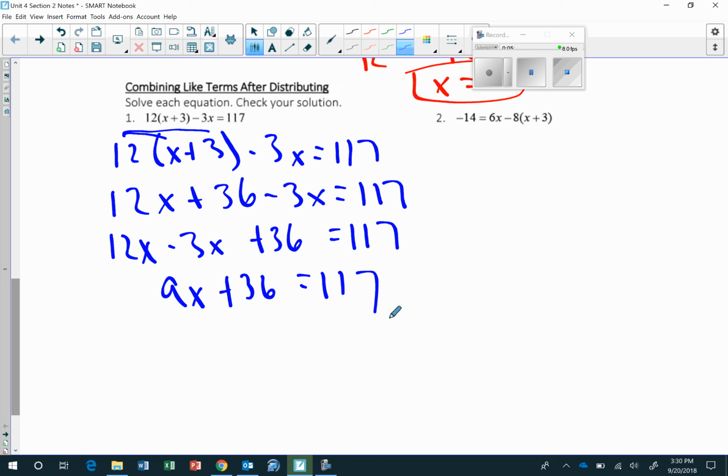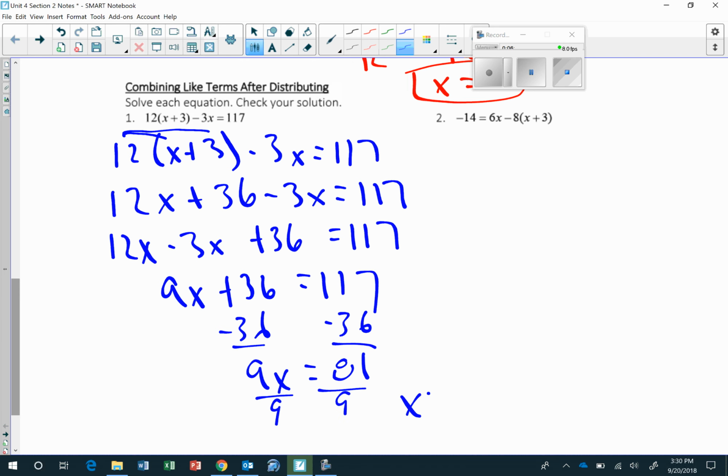And now I'm at a two-step equation. I'm going to subtract 36 from both sides. I'll get 9x equals 81. And then I'm going to divide by 9 on both sides. I'll get x equals 9.